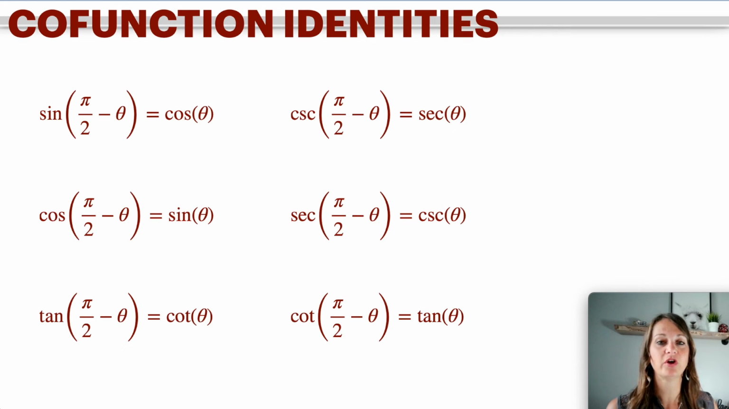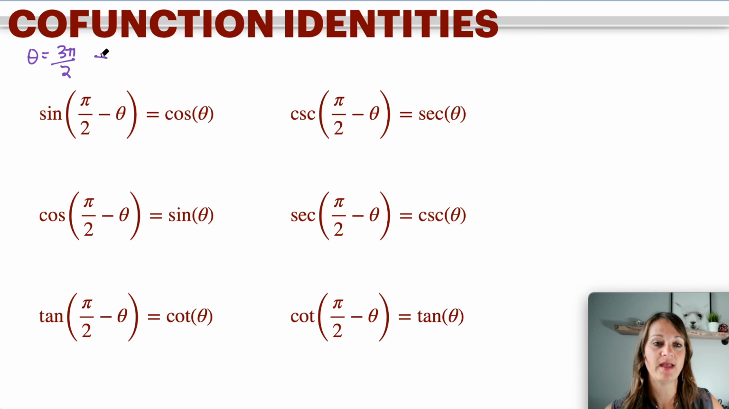So cofunction identities basically state that there is a way that we can manipulate a sine function to get it equal to a cosine function. This states that if you were to take an angle and subtract it from 90 degrees, or pi over 2 if it's radians, then the sine of that would actually equal the cosine of your original angle. So for example, let's say that theta is 3 pi over 2.